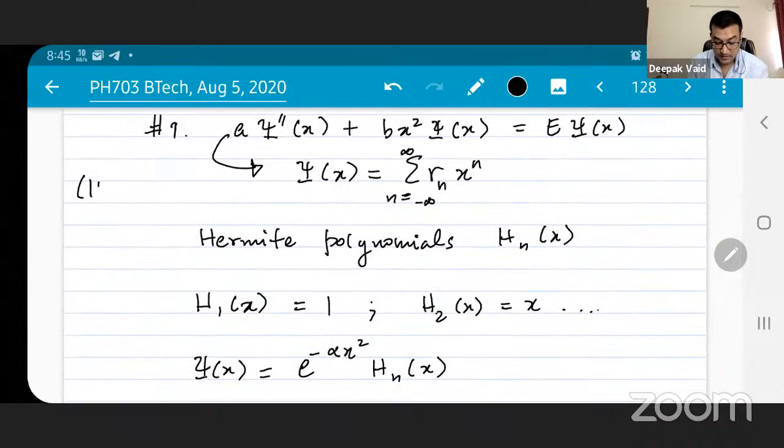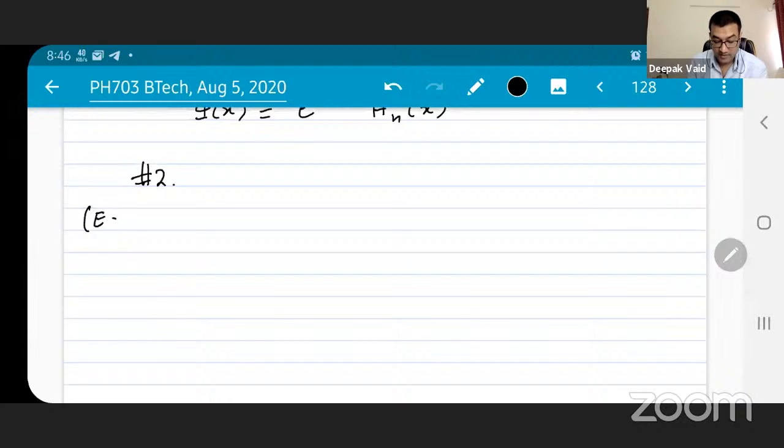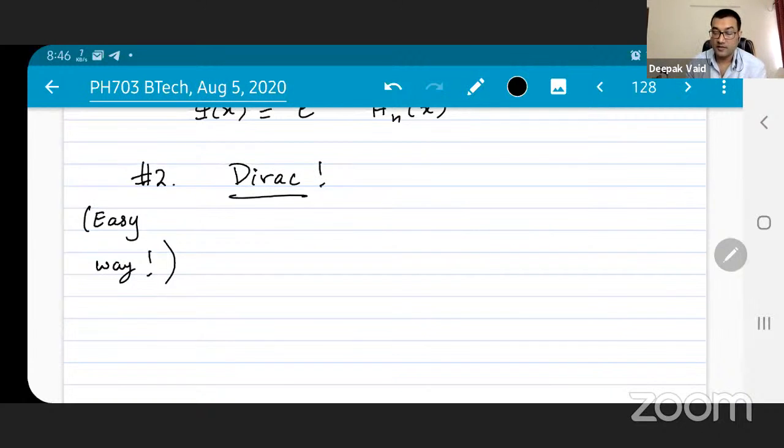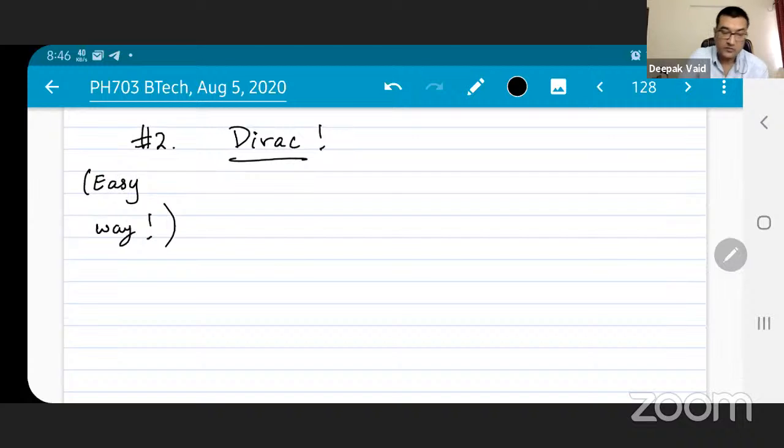So this is the hard way. Okay, then we have an easier way, and this is due to Dirac. You remember this whole bracket notation comes from Dirac, right? This is the method that is also explained in Barak Shoshani's lectures, okay?